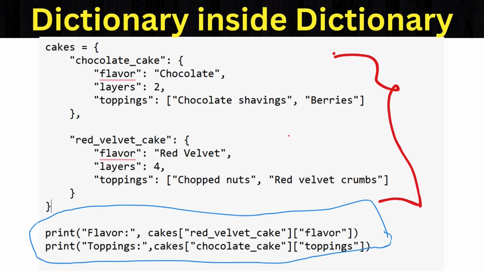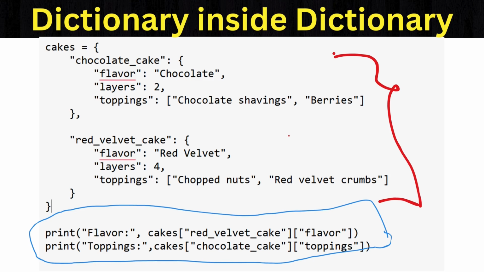In that we have two cakes, chocolate cake and red velvet cake. And see, cakes is the main dictionary. Inside that we have two dictionaries, chocolate cake and red velvet cake, and each has several key-value pairs inside, like flavor, layers and toppings. That's it.